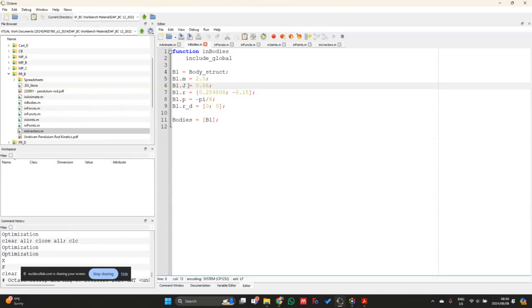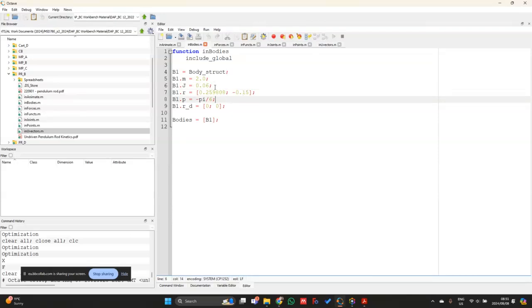Okay, then the next one is B1.j. So this is then the mass moment of inertia, and this is always at the center of mass. So in our case, it will be 1 over 12 ml squared. We just calculated that value initially, and that gave us 0.06 kilogram meter squared. So I just put in the actual value over here. But you could have also said 1 over 12 times B1.m times 0.6 squared.